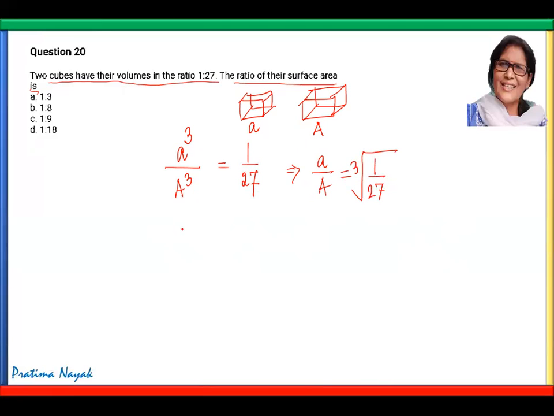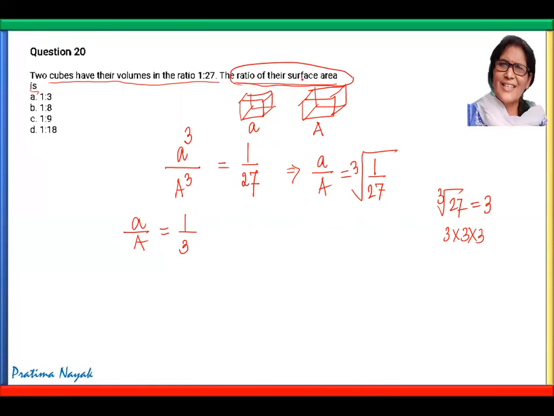What is the cube root of 1? It is 1. What is the cube root of 27? It is 3, because 3 into 3 into 3. So it will be 1 by 3. So a by A, the side of the small cube by the side of the big cube, is equal to 1 by 3. Now coming to their surface area.